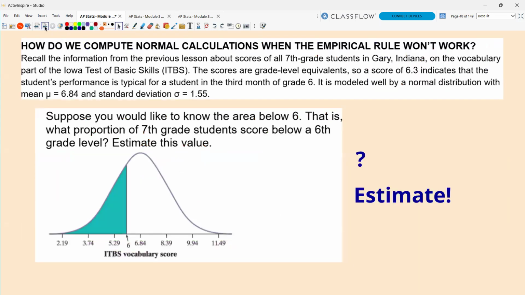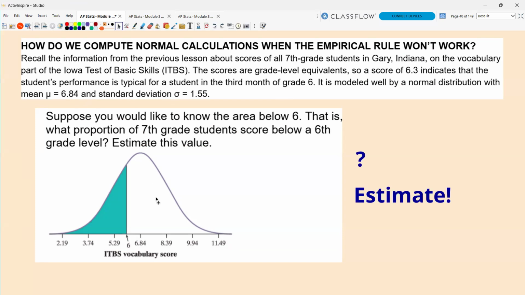So now let's talk about how to compute values in a normal distribution, besides just using the empirical rule. We want to make some estimates. So you might remember this example from the previous lesson we did. This is the Iowa Test of Basic Skills. And in this case, the mean of this test for the grade 6 level students who took it is 6.84 with a standard deviation of 1.55.